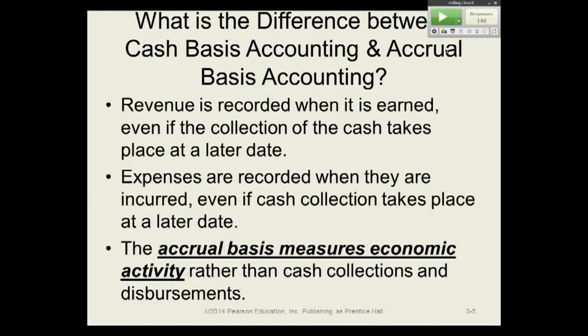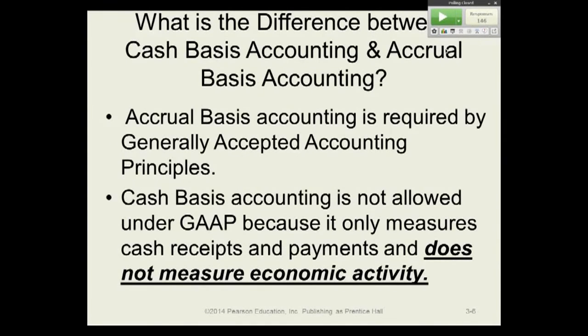So the accrual basis is required under GAAP, and again, it does measure economic activity. It is required under generally accepted accounting principles. And of course, the cash basis is not permitted because it is a violation in the sense that it does not measure your economic activity.